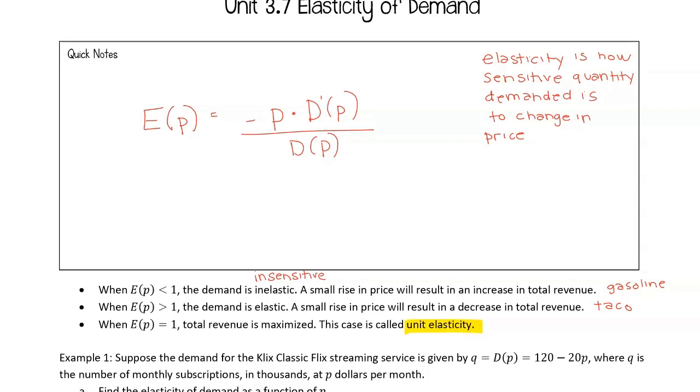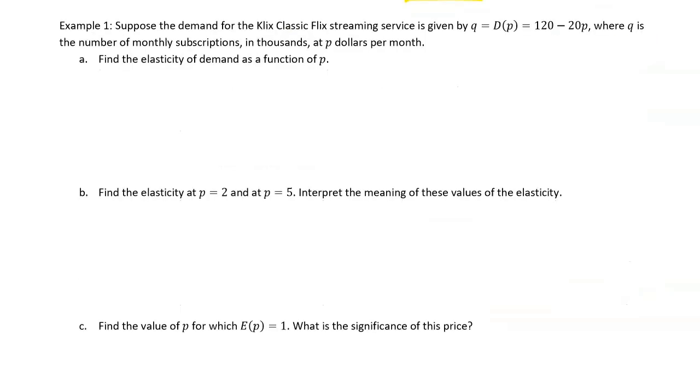That was a lot of definitions, so let's do an example. Suppose that the demand for the Clicks Classic Flicks streaming service is given by Q equals D of P, so that's the demand, equals 120 minus 20P, where Q is the number of monthly subscriptions in thousands, and P is the dollars per month. So Q will be the subscriptions, and P is the dollars per month. And the first question says to find the elasticity of demand as a function of P.